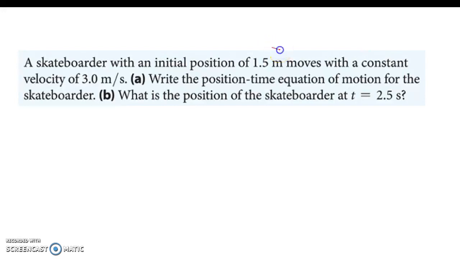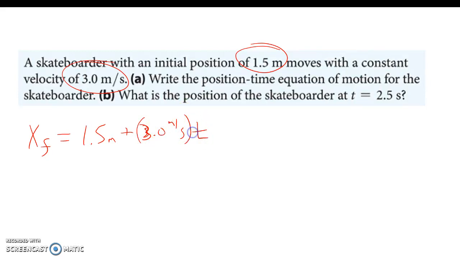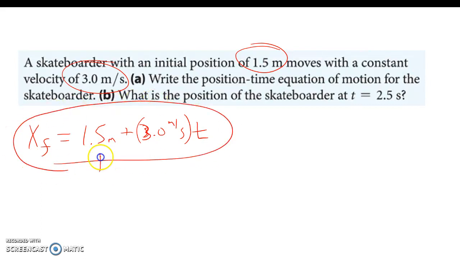So a skateboarder with an initial position of 1.5 meters moves with a constant velocity of 3.0 meters per second. Write the position-time equation for the motion of the skateboarder. So final position is equal to initial position, 1.5, plus 3.0 meters per second multiplied by time. So this is our equation: initial position plus velocity multiplied by t.